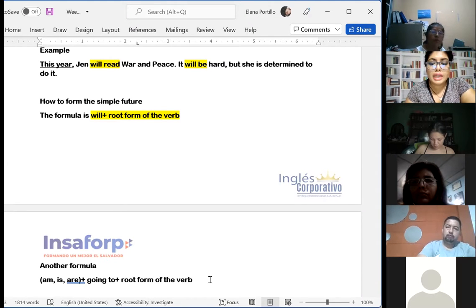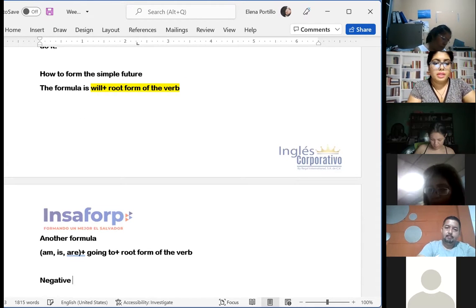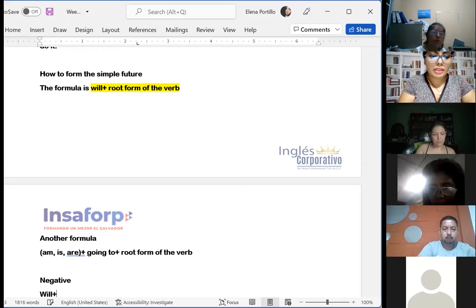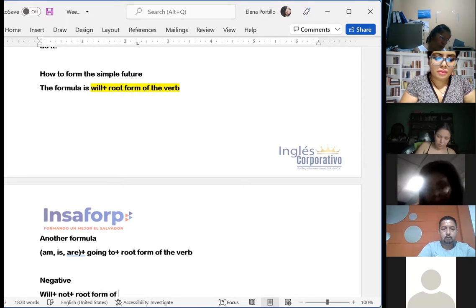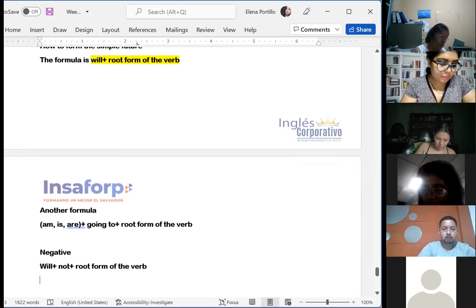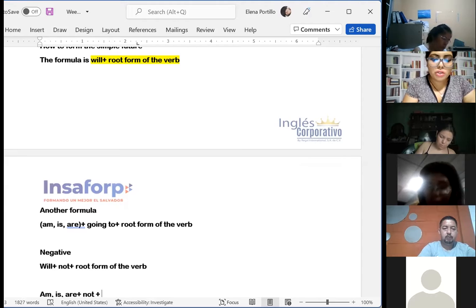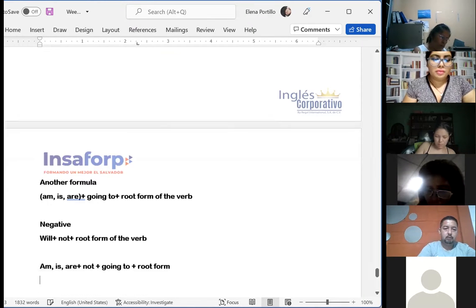And now, formula for the negative part. We're going to do it like this. Will plus not plus the root form of the verb. Very simple. And when we are going to use the going to in negative, we are going to use am, is, are, plus not, plus going to, plus the root form.